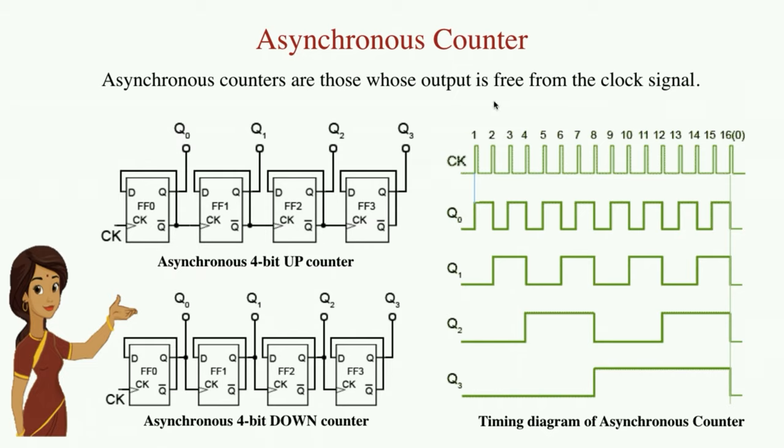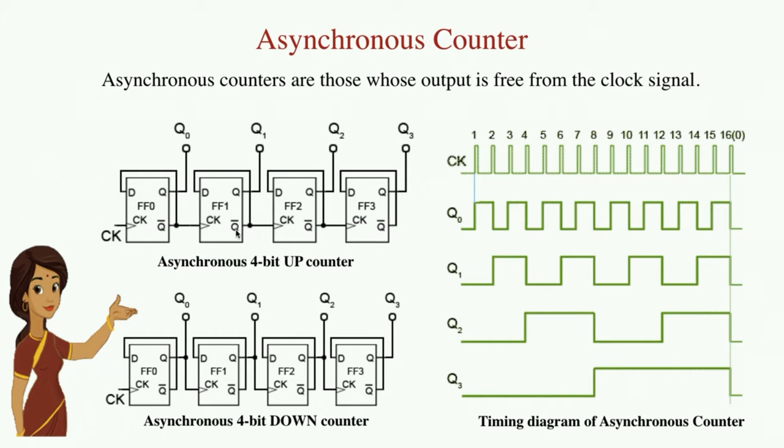So I told you it is free from the clock signal. But then if you look at the circuit, there is a clock signal that is provided. So how is the output free from the clock signal? The clock signal over here is provided only to the first flip-flop. The second flip-flop gets the clock signal from the output of the previous flip-flop. Alright, so this is what happens in the next flip-flop also.